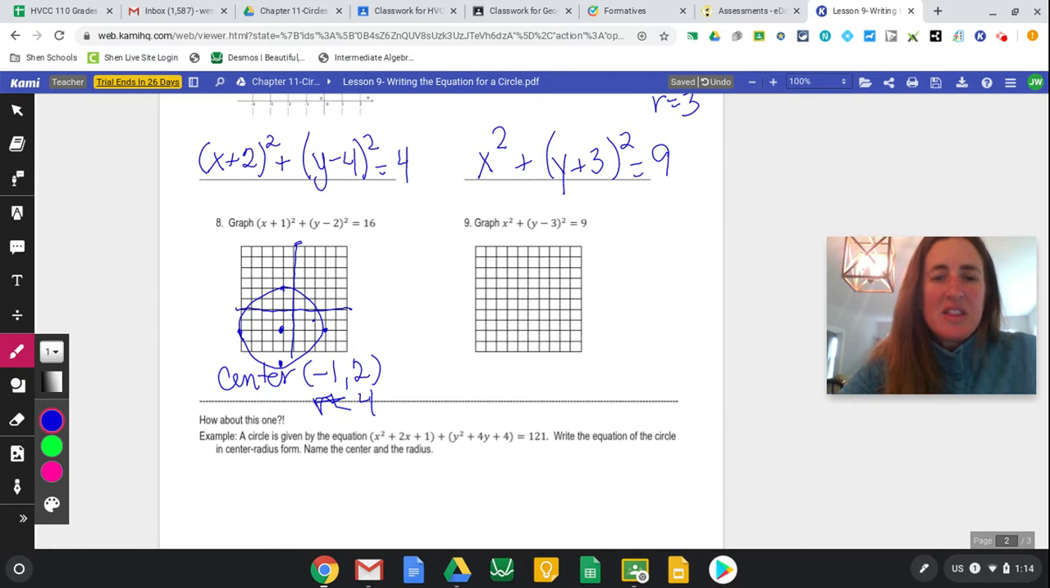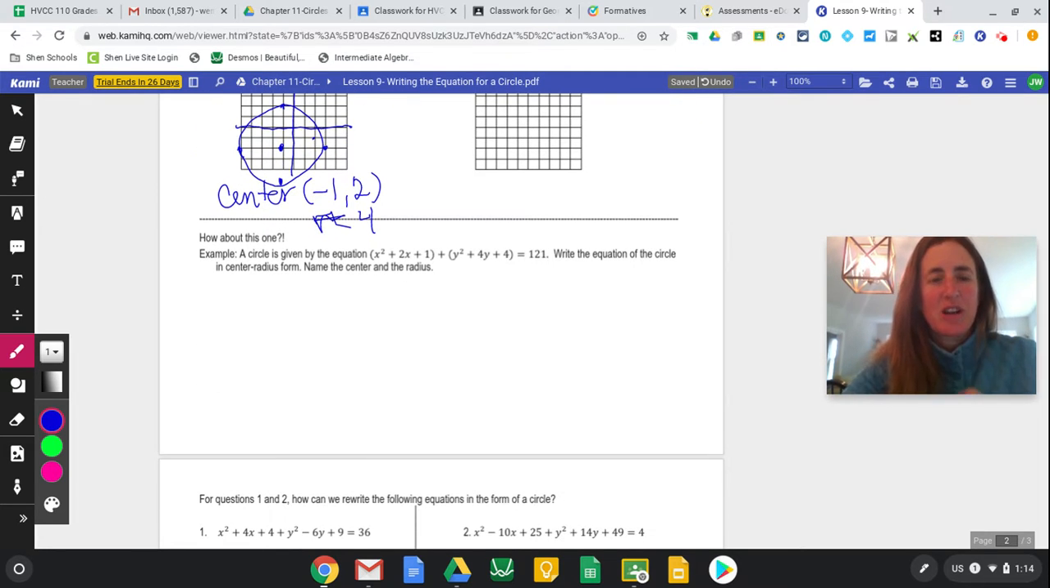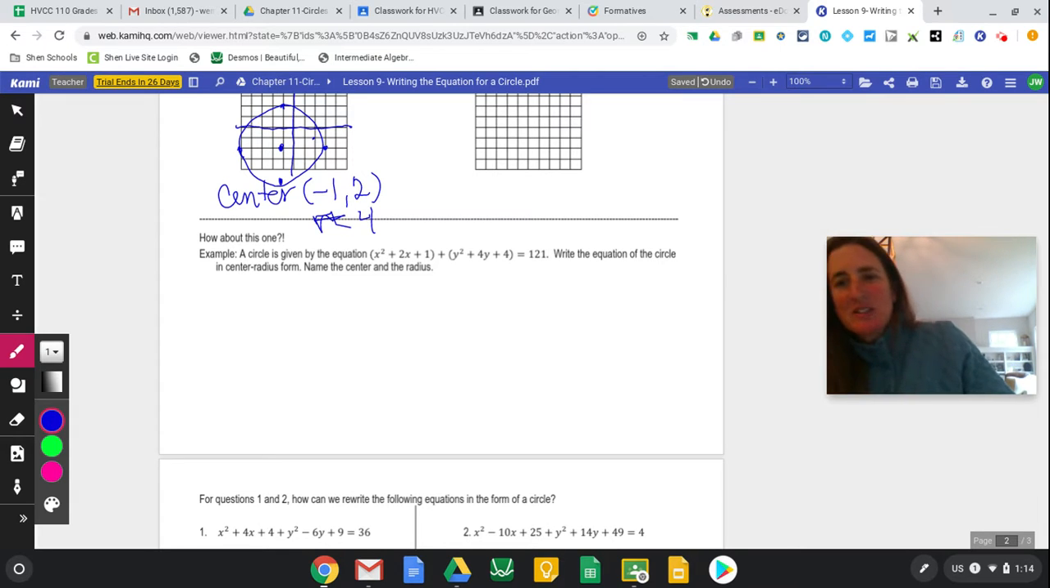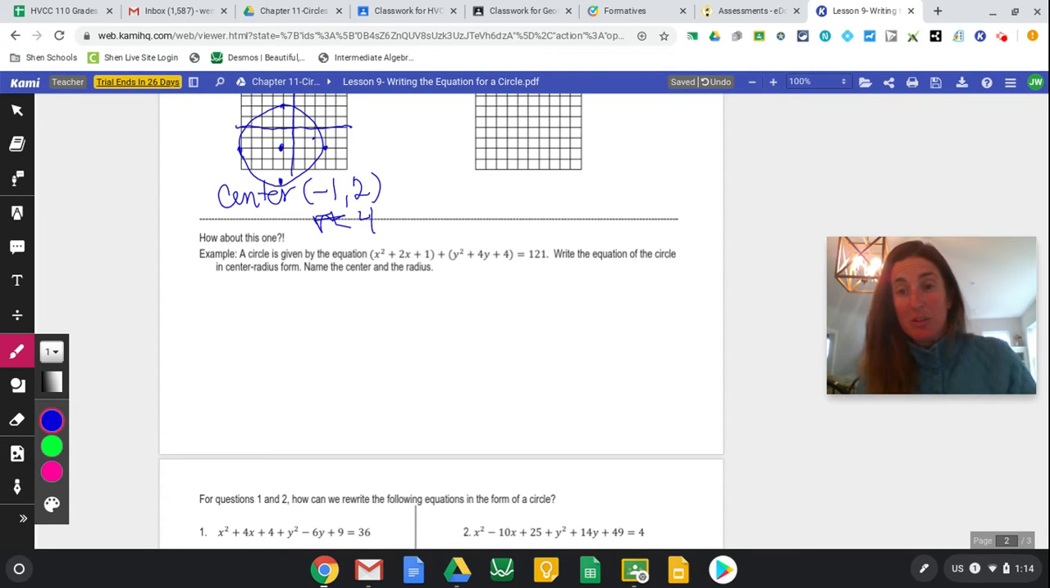Okay, so now let's get into some crazier stuff here. If you look at this next example, we're going to get into some really good algebra. This is going to sort out who knows their algebra and who doesn't. And I already know who does and who doesn't. We've got a circle given by the equation x squared plus 2x plus 1 plus y squared plus 4y plus 4 equals 121.